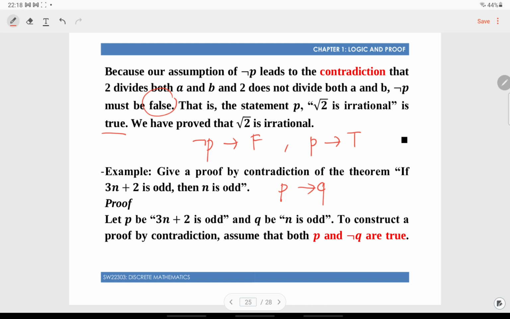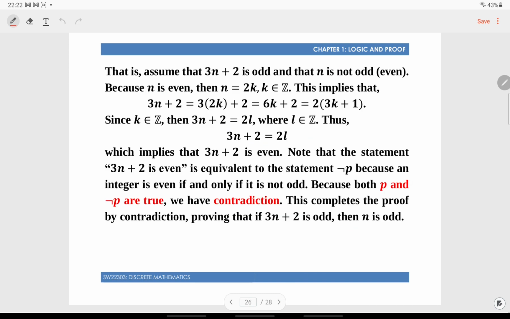To construct a proof by contradiction, first of all, we need to assume that both p and not q are true. So we assume that 3n plus 2 is odd and that n is not odd. Not odd means even. We assume this one is p and this one is not q. We assume both are true. So for p, 3n plus 2 is odd, and for not q, n is not odd, which is n is even.